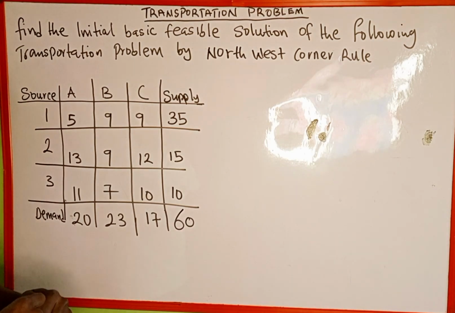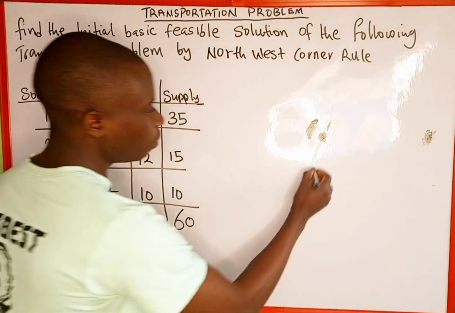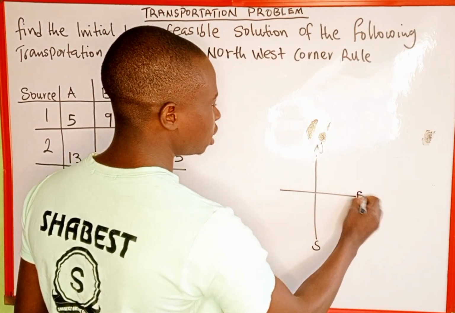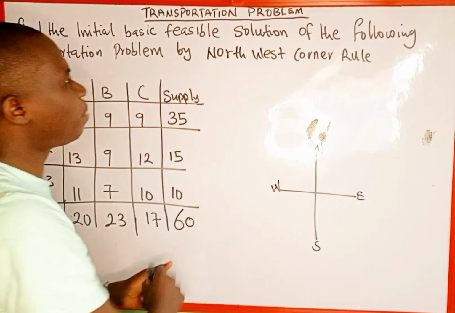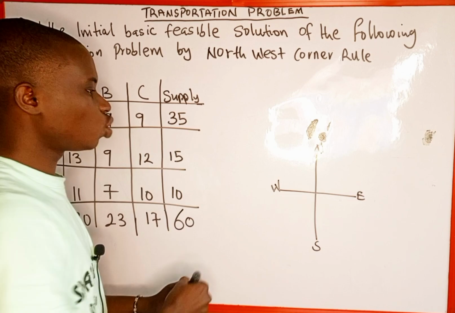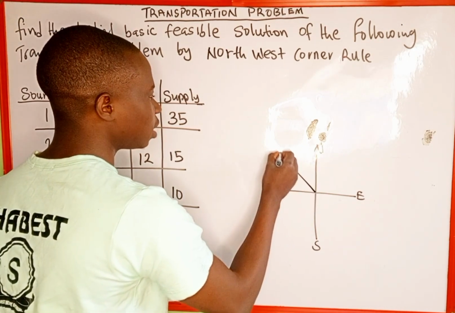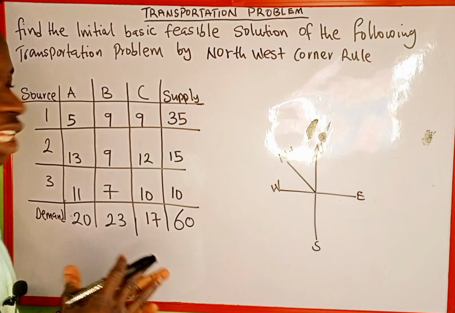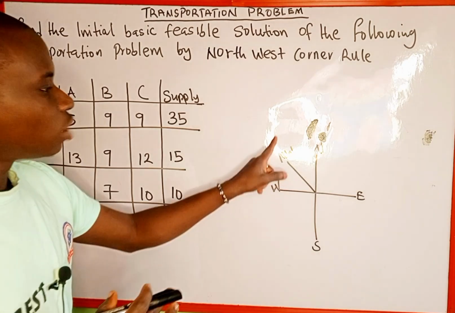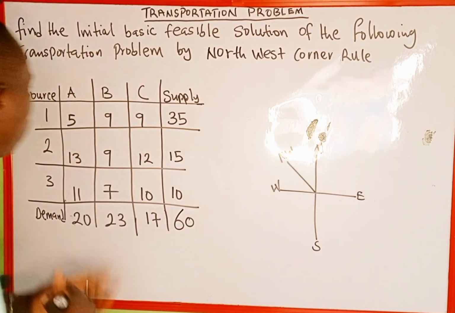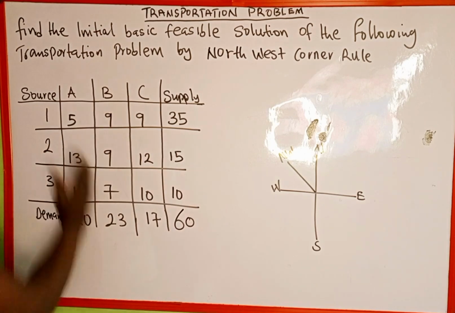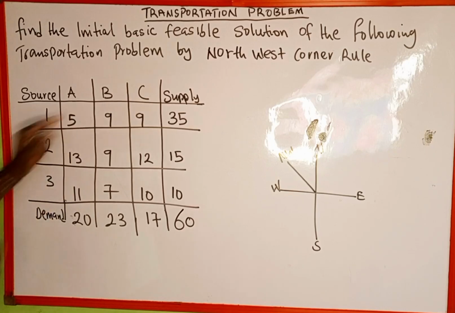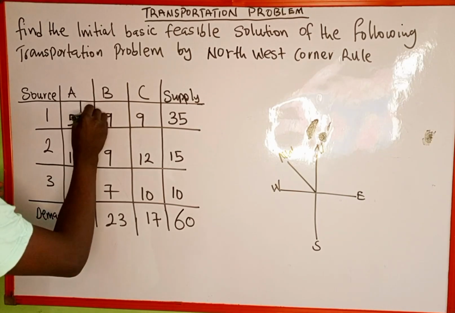So the next thing we are going to do is to remember our 4 cardinal points: north, south, east, and west. As the name implies, northwest corner rule. Where is northwest? So this is northwest. The next thing we are going to do is to start our allocation from the top left corner of the northwest. If you look at this table, when we place these 4 cardinal points, this is the northwest, and the top left corner is going to be this 5. So we're going to start the allocation from this 5.